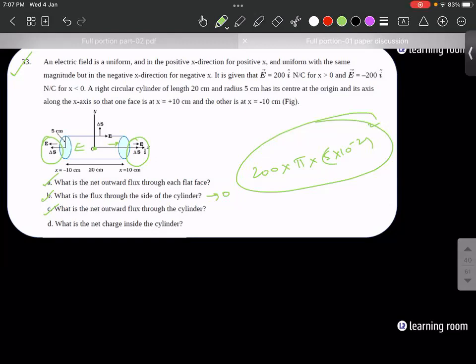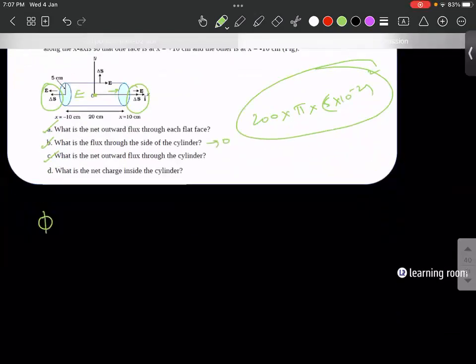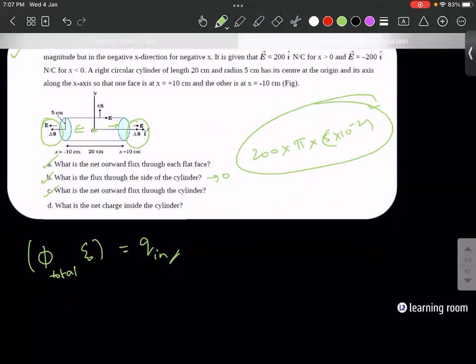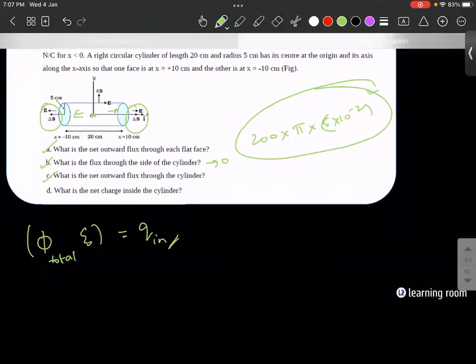So what is the net charge inside the cylinder? Once you calculate the total flux, total flux multiplied with epsilon naught will be the charge enclosed inside. I hope you guys could solve this. Right.